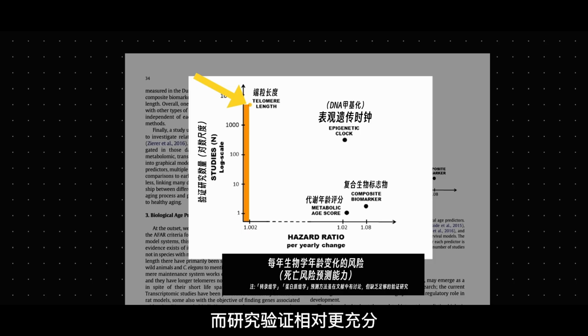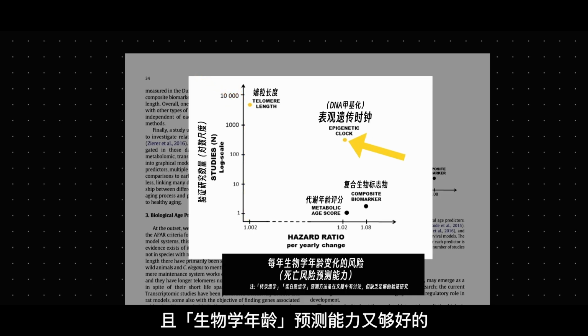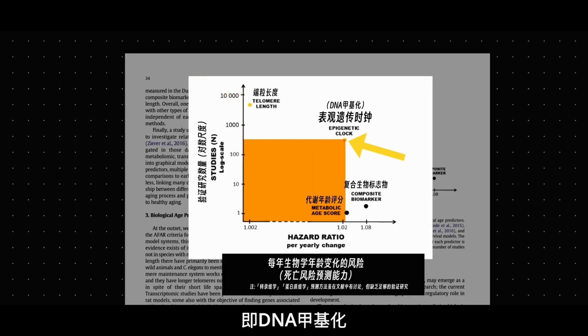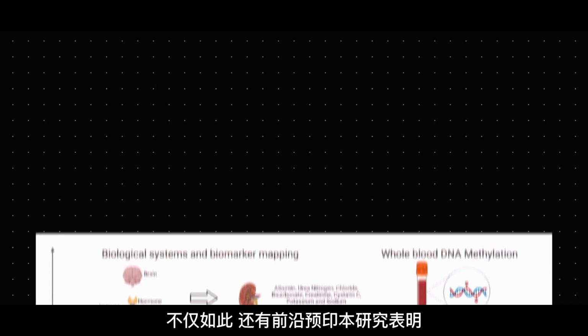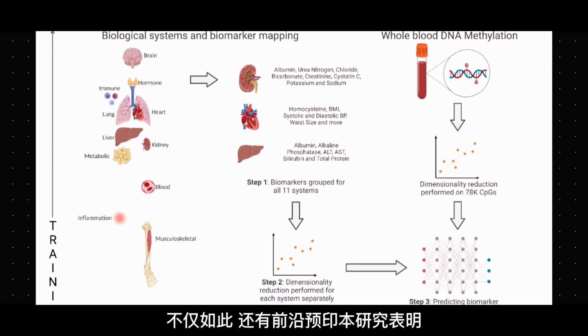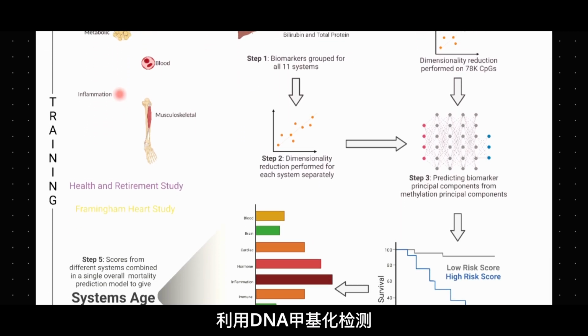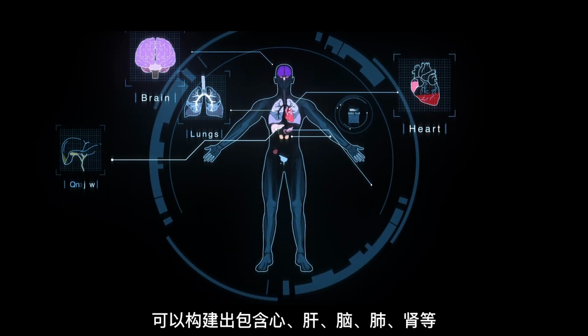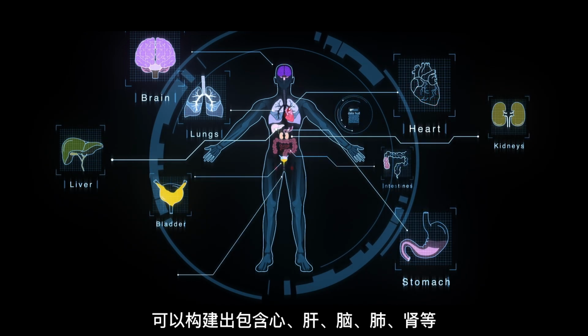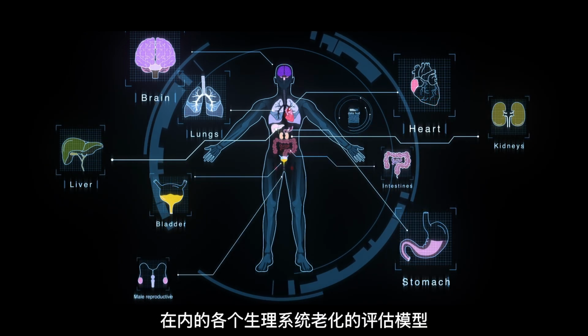On the other hand, the method with relatively more thorough research validation and better predictive ability for biological age is actually the epigenetic clock, that is, DNA methylation. Moreover, cutting-edge preprint studies have shown that using DNA methylation testing, it is possible to build aging assessment models for various physiological systems, including the heart, liver, brain, lungs, and kidneys, and the predicted degree of aging in these systems is highly correlated with the risk of age-related diseases.